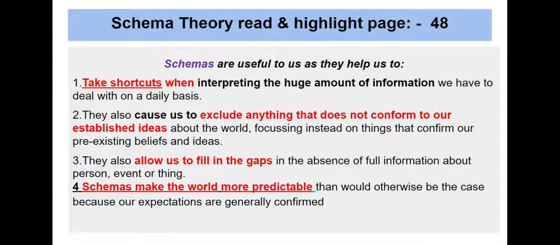So basically, every hour you are bombarded with a huge amount of information. Okay, so think about that on a daily basis. And consequently, you need to be able to take shortcuts. So you make stereotypes, and that's basically a shortcut. And it's like you will exclude anything that doesn't conform to your pre-established ideas. And you will focus on facts that actually do fit with your expectations. Okay. So consequently, they allow you to fill in a gap. So you know what to expect. So the world becomes a bit more predictable.